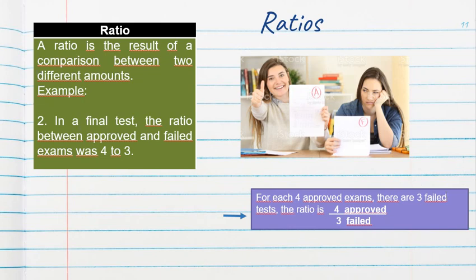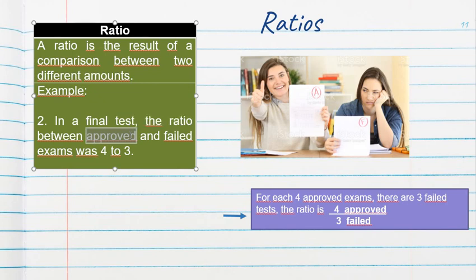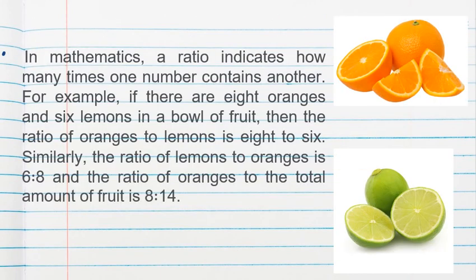Now look at the introduction. The ratio between approved and failed. So I'm asking for the number of the approved first. Okay? Approved and failed. So first the approved and then the number that corresponds to the failed tests. And the last example I brought to you is oranges that look very delicious and some limes, okay?